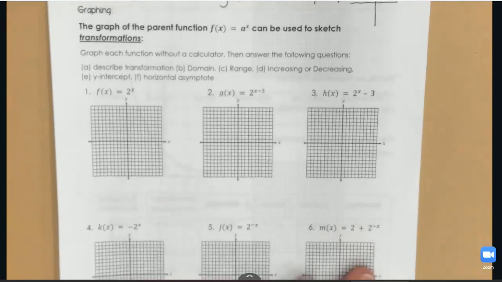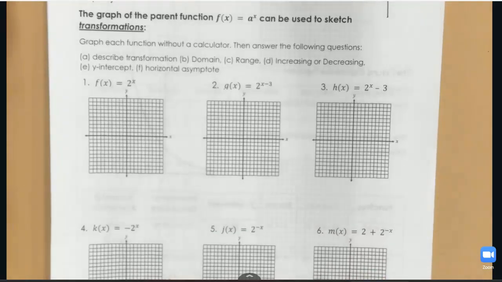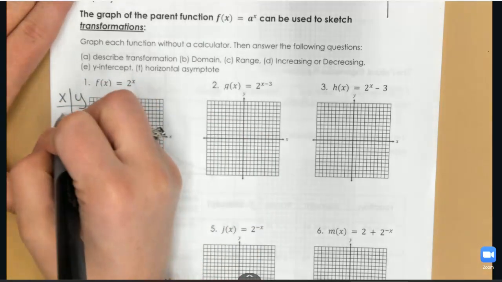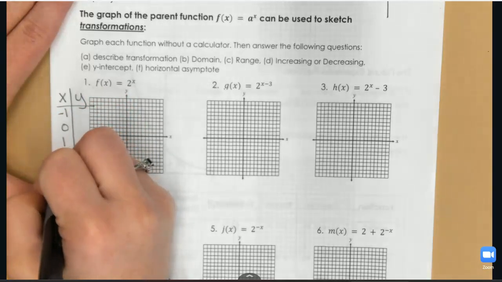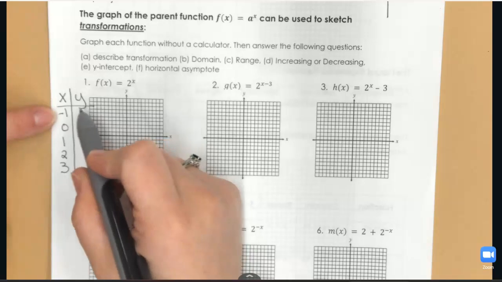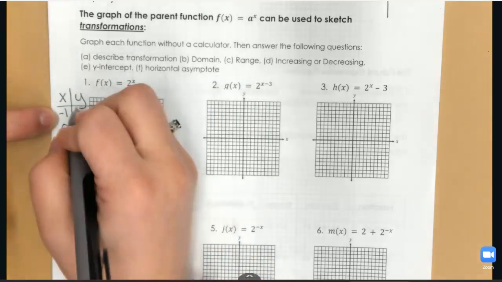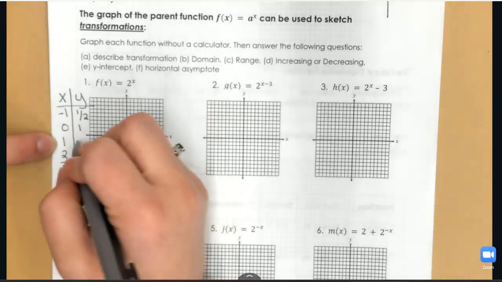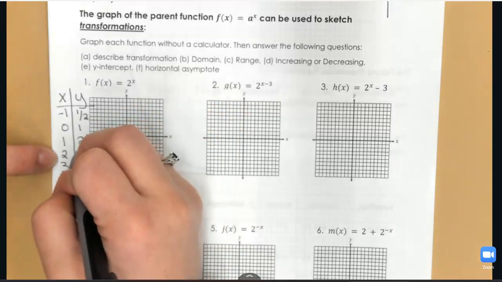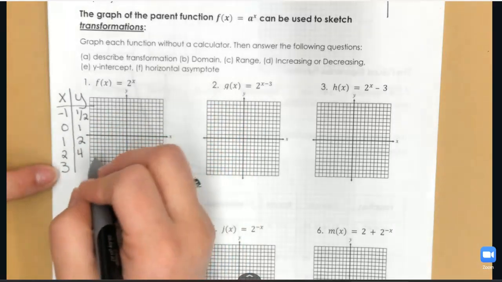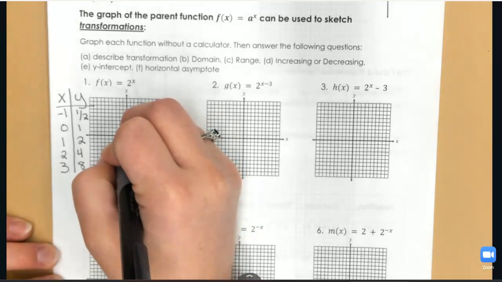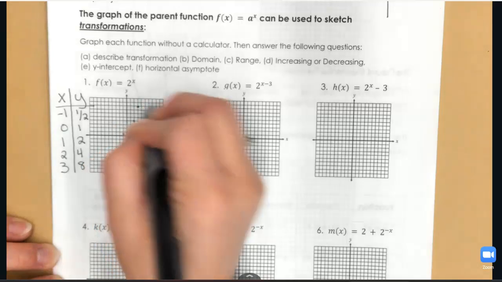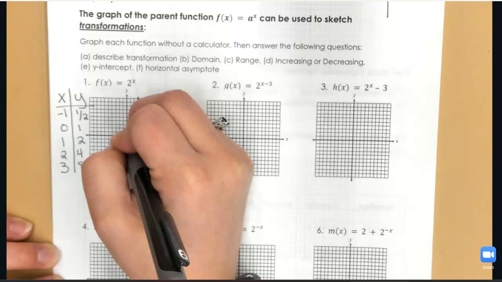Now let's jump straight into some graphing. We're going to first graph our parent function and then some different transformations. So like always, I am going to start by making a little table here with some x values that I know I can get on my graph. If x is negative 1, 2 to the negative 1 is 1/2. If x is 0, 2 to the 0 is 1. If x is 1, 2 to the 1 is 2. If x is 2, 2 squared is 4. And if x is 3, 2 to the third is 8. So this is 5 points that I know will fit on my graph, and I am going to use those as I graph each of my transformed functions as well.